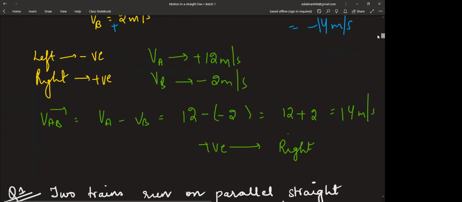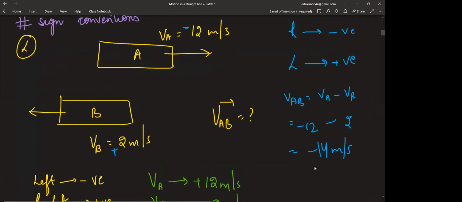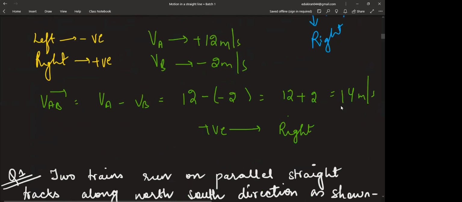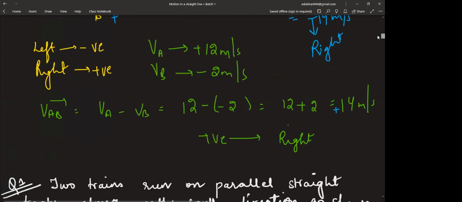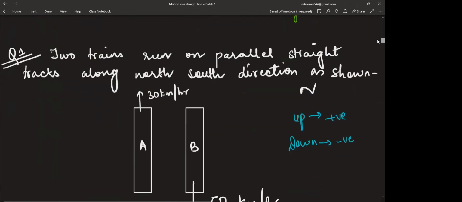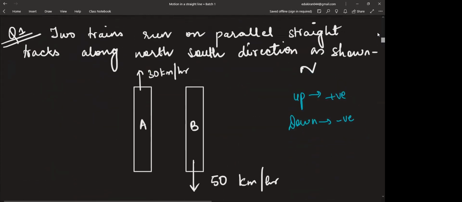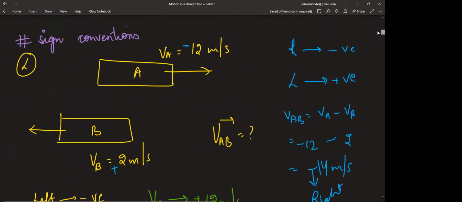Now look, what's the difference? I was getting a negative sign, which shows that the direction is towards the right because I had taken right as negative. Likewise, this comes positive because in this case I have taken right as positive. So the answer is the same, 14 magnitude, right direction. So take any sign convention. I'll share this question with you. It's a very, very good question. I'll write down this first.